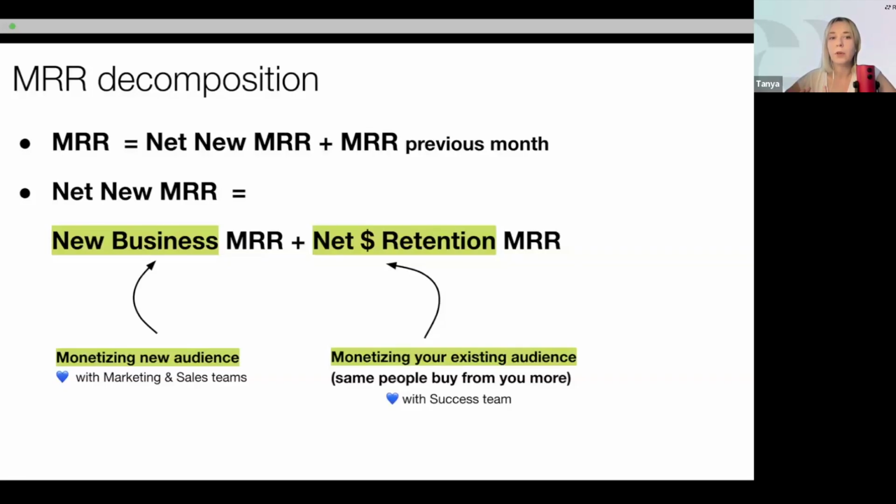For the new business MRR, this is the money that is coming in from the new audience. Basically, it reflects how well we are monetizing the new audience. And usually this is something that marketing and sales teams care very much about. The second component, net dollar retention MRR, is how well we are monetizing our existing audience. So basically it reflects how much the same people buy from you, if they buy from you more month over month. Usually this is the metric that, again, the success team cares more about. So this is something that is also important to understand. Okay, so these two components.